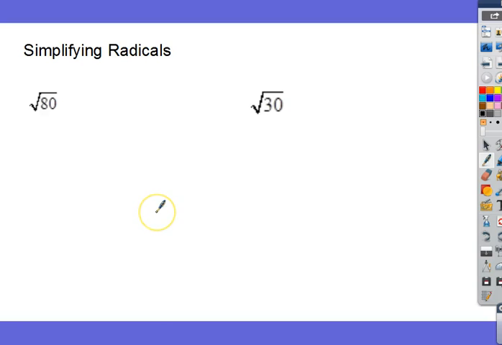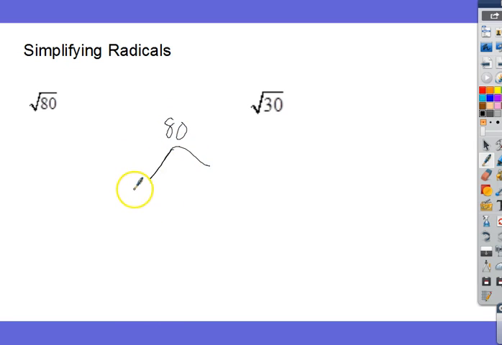The key to simplifying radicals is to be able to find the biggest perfect square factor of this number. Now, to be able to find the biggest perfect square factor, you will probably need to find the prime factors of that number.